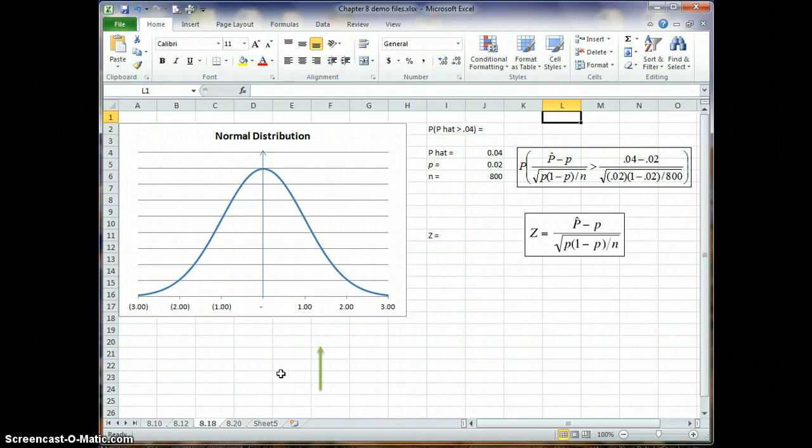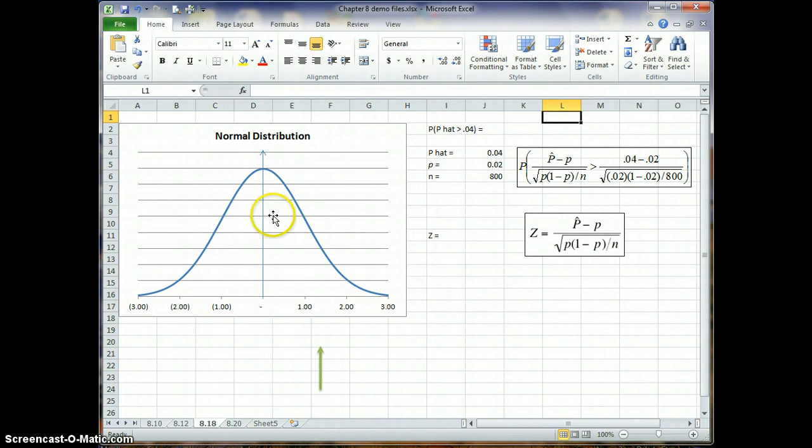We're back to cover problem 8.18, which deals with an assembly line that produces an electronic component of a missile system that has historically had a 2% defective rate. And now we're taking a random sample of 800 components. And we want to know what is the probability that the defective rate is greater than 4%.